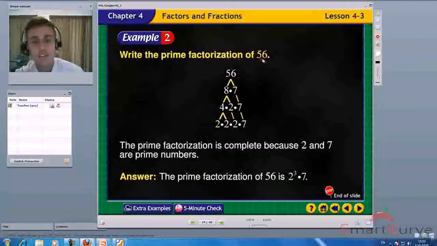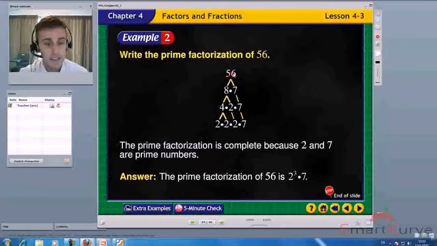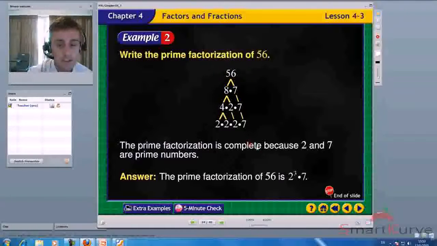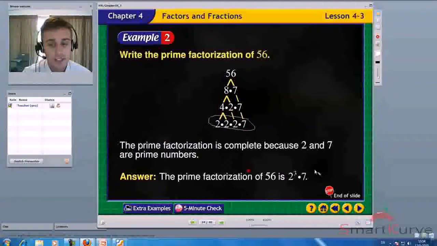Write the prime factorization of 56. 56 is at the top. The prime factorization is complete because 2 and 7 are prime numbers. 56 is 8 times 7. 4 times 2 is 8. 7 stays the same. 7 is a prime number. 4 is 2 times 2, and 2 stays down. All we do is factor 56 down so we have only prime numbers at the bottom. The prime factorization of 56 is 2 cubed times 7. There are three 2's and one 7.